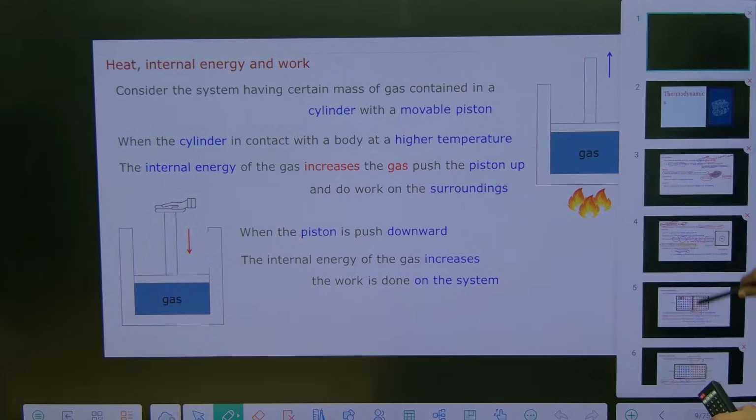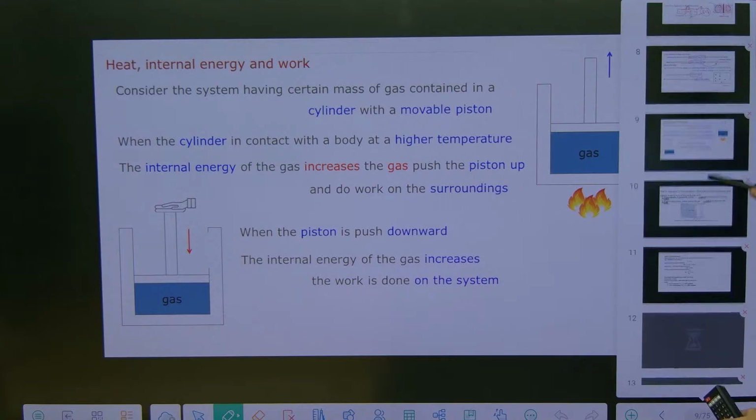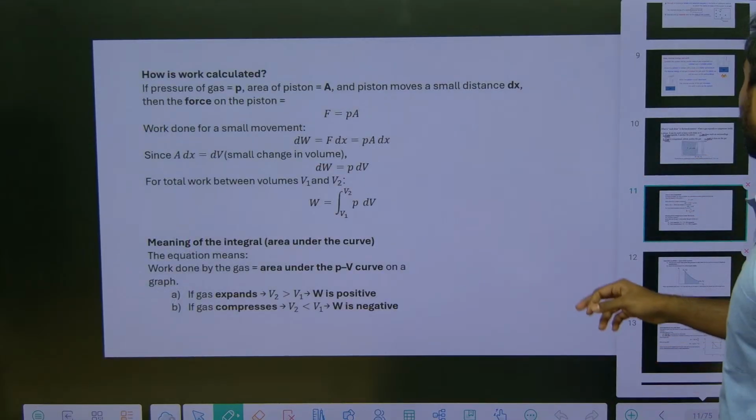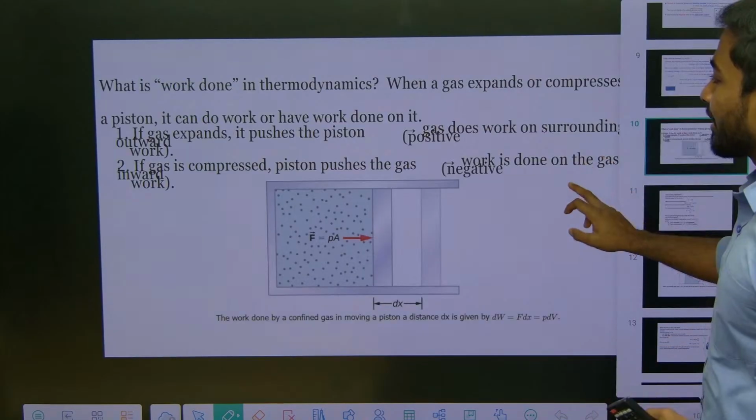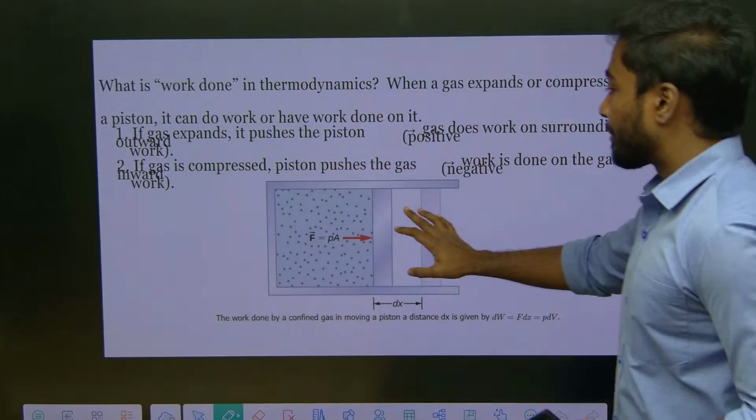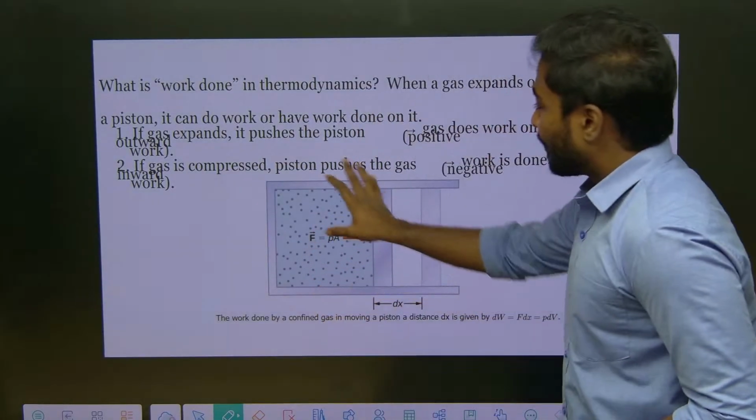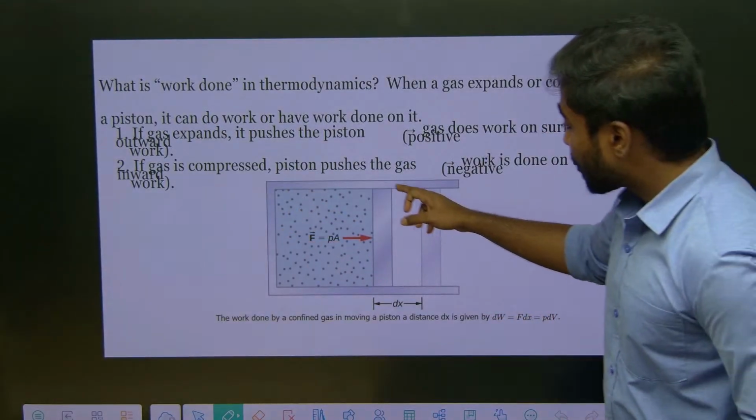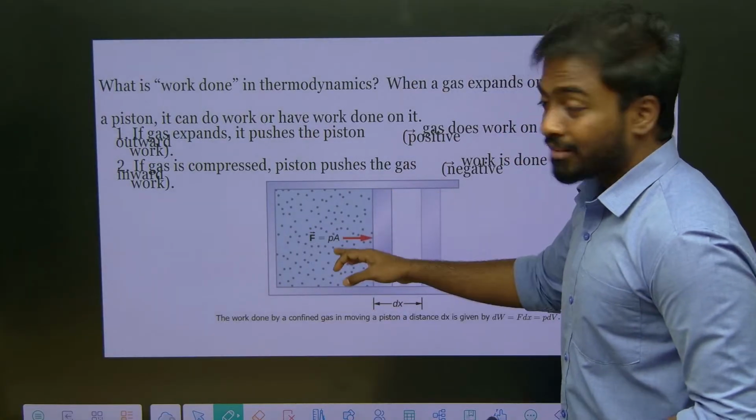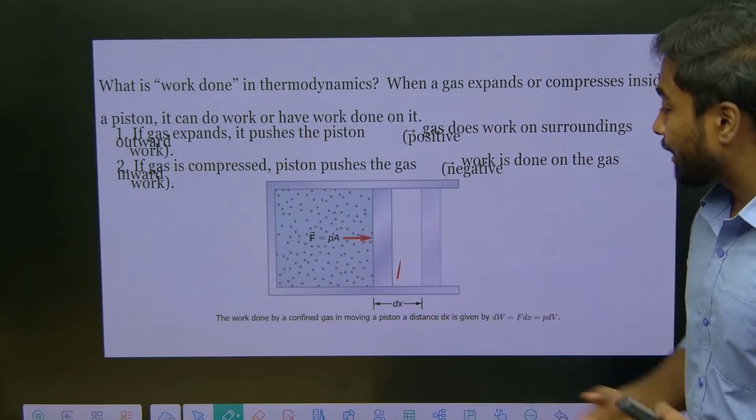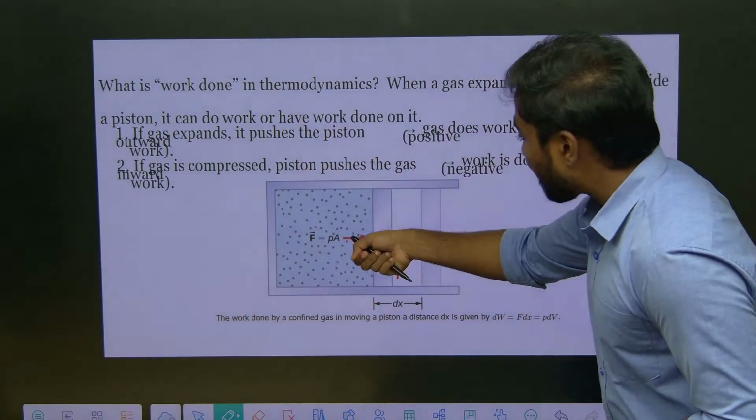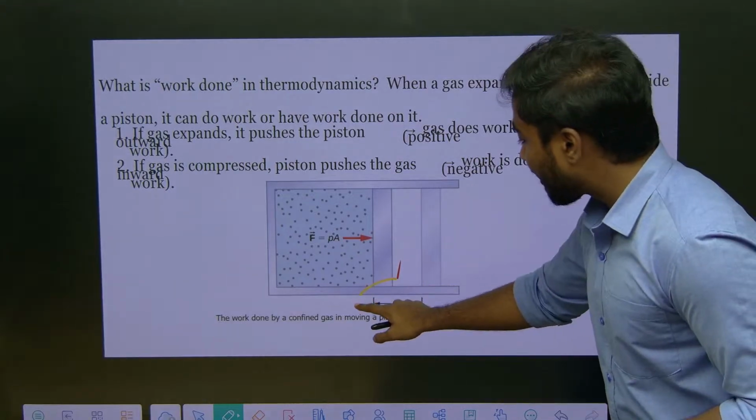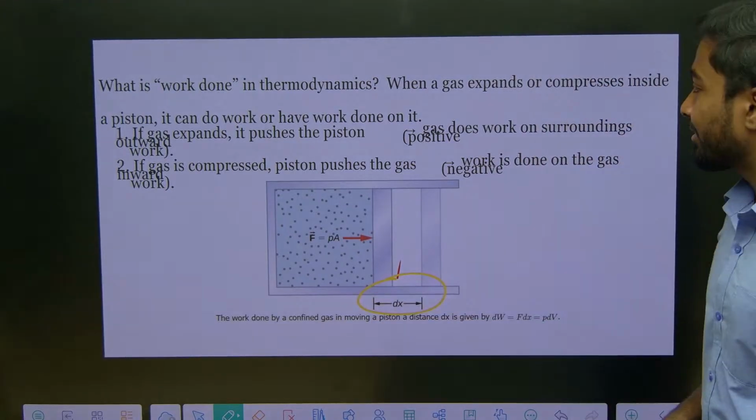So how will we calculate it? For example, if we take a system here, filled with gas, I'm applying a force. We'll have some area, and force is nothing but pressure into area, right? I'm applying some force and pulling out, which means it has been displaced by a distance dx.